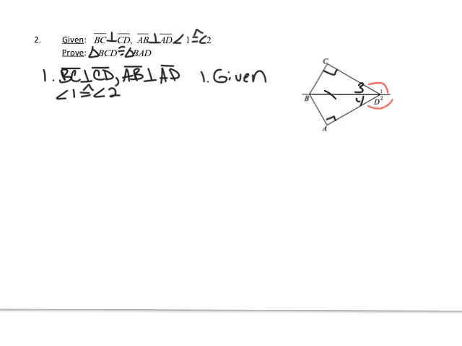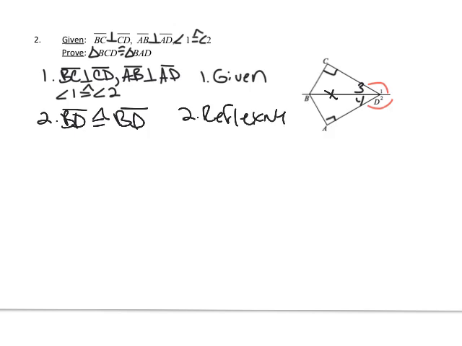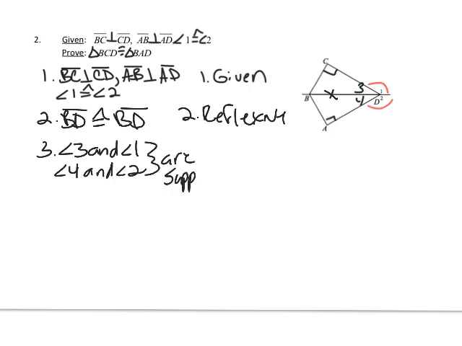To get started, we're going to use our reflexive and get BD is congruent to BD. That's reflexive. Then what I can do is I can say that angle 3 and angle 1 are supplementary. And at the same time, I'm going to say angle 4 and angle 2 are supplementary, because they are linear pairs. So, linear pairs are supplementary.